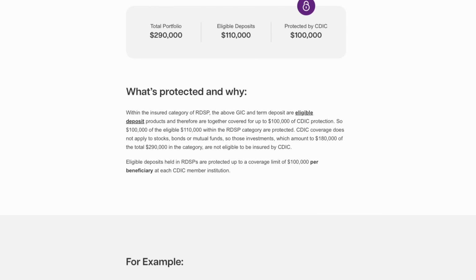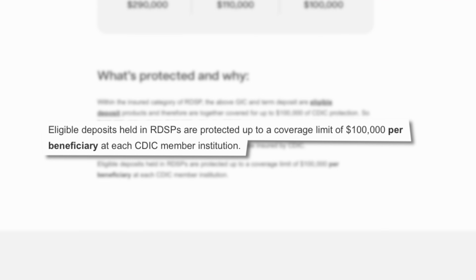So deposits held in an RDSP have $100,000 worth of coverage that's separate from any of the other categories, and only eligible deposits are covered. One thing that's important to mention is that CDIC's $100,000 worth of coverage for eligible deposits held in an RDSP is per beneficiary at each CDIC member institution. So if you have 2 beneficiaries of your RDSP, you could have 2 RDSPs with the same financial institution, both with up to $100,000 in them, and they would both be covered.